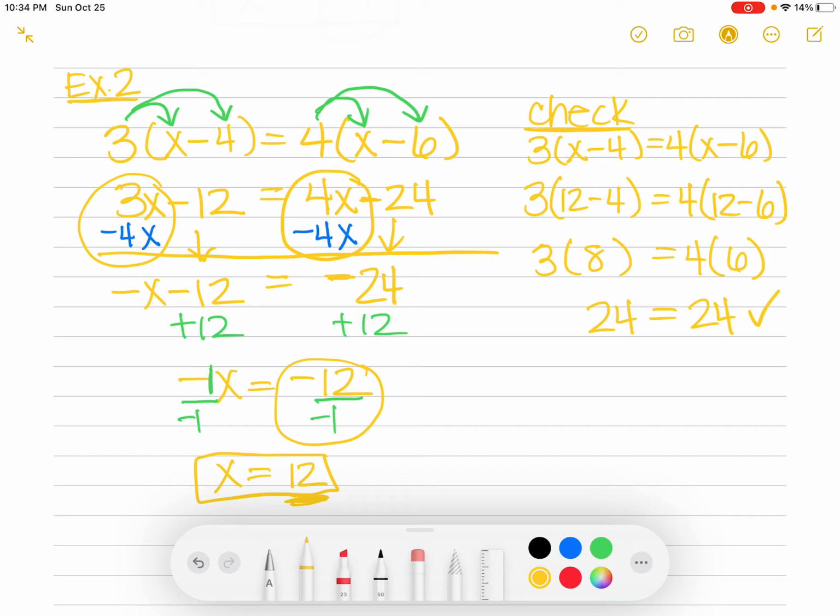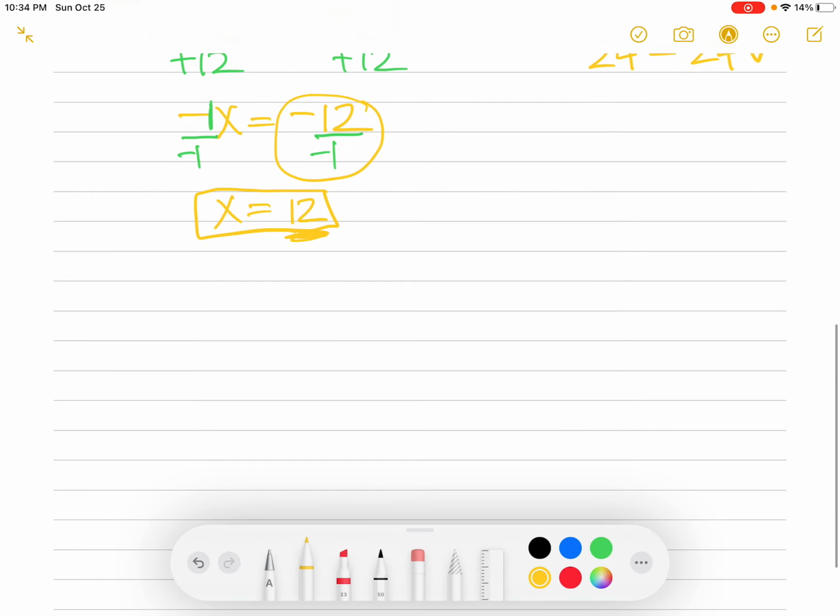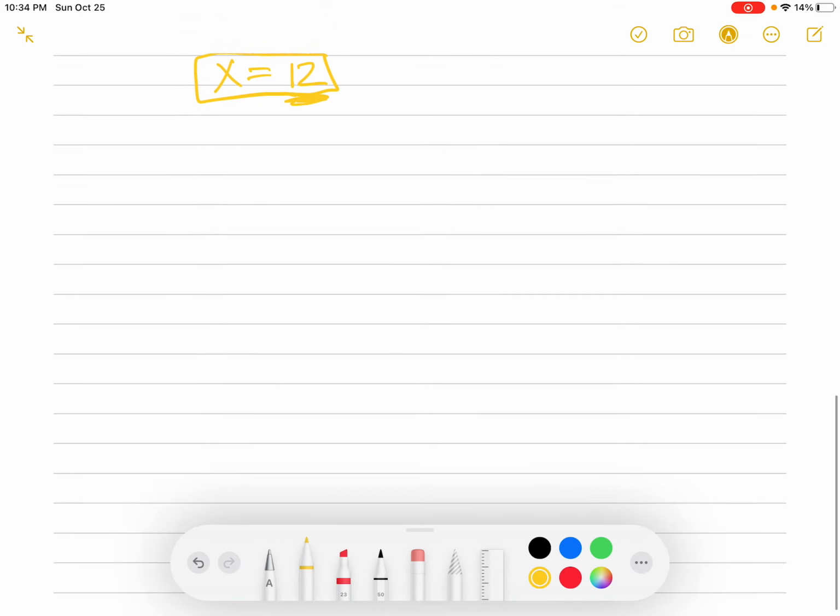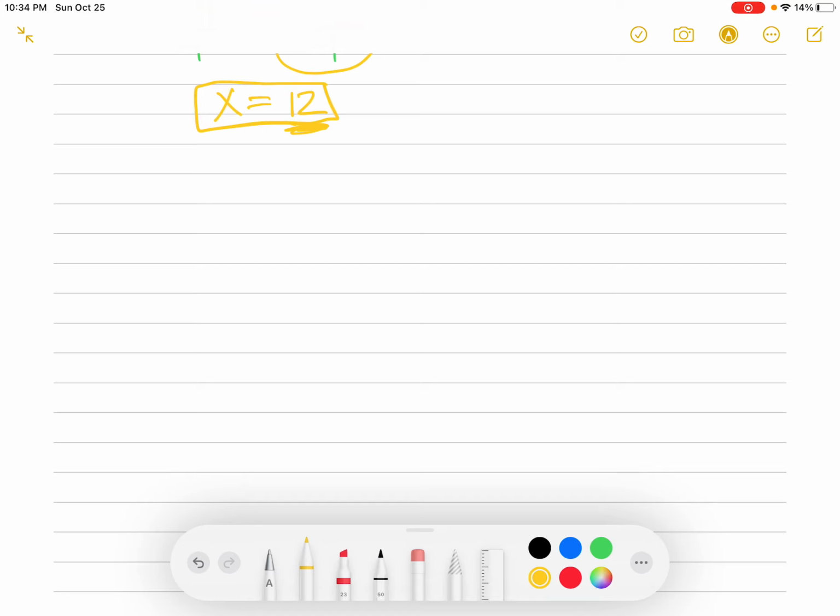Okay. Now, I'm showing you how to check these. Sometimes you do not need to check problems. You need to read your directions to see if you need to check problems or not. But on this, I want you to learn how to check problems, so that's why we're doing them.